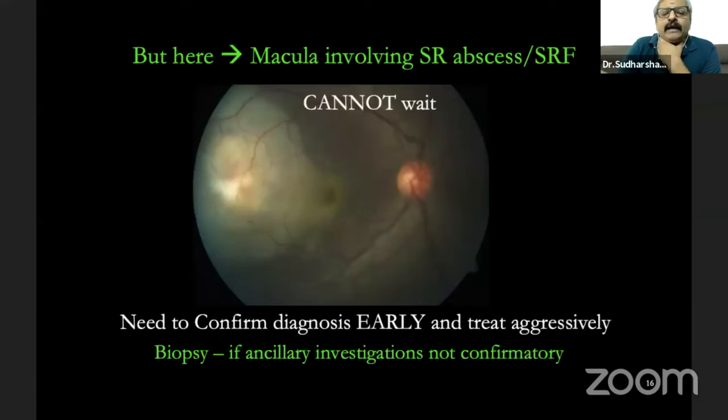wait, because a macular involving subretinal abscess with subretinal fluid cannot wait. You need to confirm the diagnosis as early as possible and treat aggressively. If need be, you need to do a biopsy if ancillary investigations are not confirmatory.